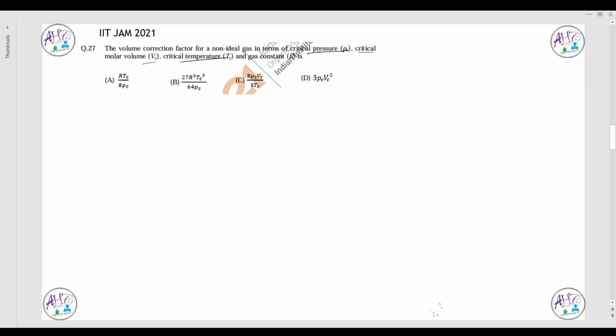Okay. So here they have asked about the volume correction factor for a non-ideal gas, that is, the real gas, in terms of critical pressure, volume and critical temperature. So first, what is the real gas equation? The real gas equation is P plus A n square by V square, this is your pressure correction, and then comes your volume correction. So this term B is going to be your volume correction. This is going to be nRT.